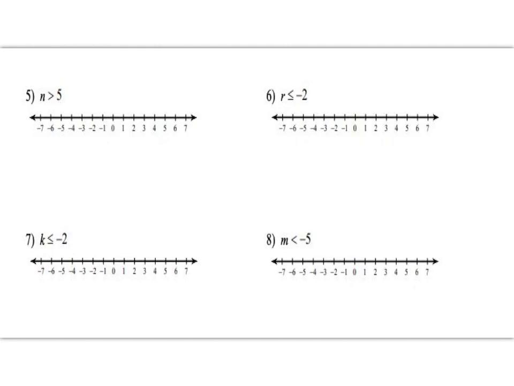Next, n is greater than 5. So here I'm looking at 5. It says greater than, not greater than or equal to, so I'm going to put an open circle on 5 and an arrow pointing to the right because all the numbers are bigger than 5. Are we noticing that the way that the arrow is pointing in the problem is also the way it's pointing in the answer? Just checking.